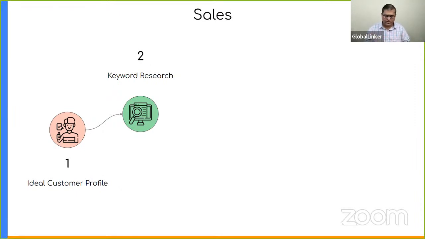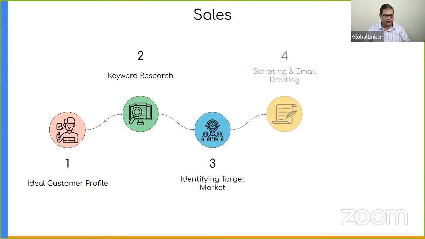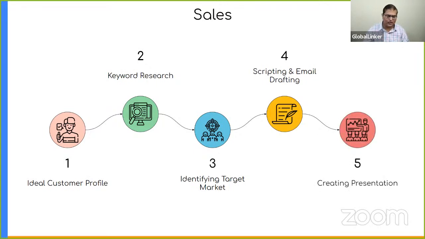Right. So keyword research is something that I've shown to you. Identifying the target market is also something that I've shown to you. Scripting and email drafting is something that I've shown to you. Using the Google Docs extension, you can easily do that. You can write a calling script, or you can ask ChatGPT to draft an email. You can easily do that. And then creating presentations. Now, this is very interesting.